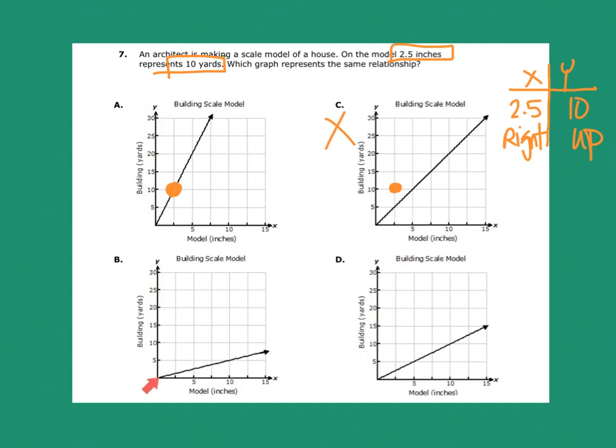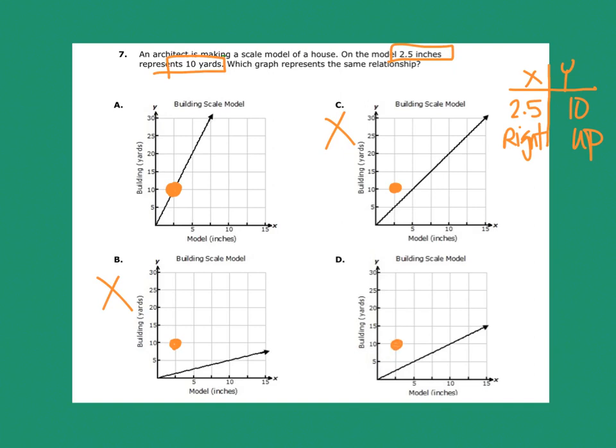I'm going to go down to answer choice B. I'm going to go over to 2.5. I'm going to go up to 10 and place a dot. This one again is not on the graph, so it's a no. And then the last one, again, 2.5 is this first line, and then up to 10 right here, place a dot.